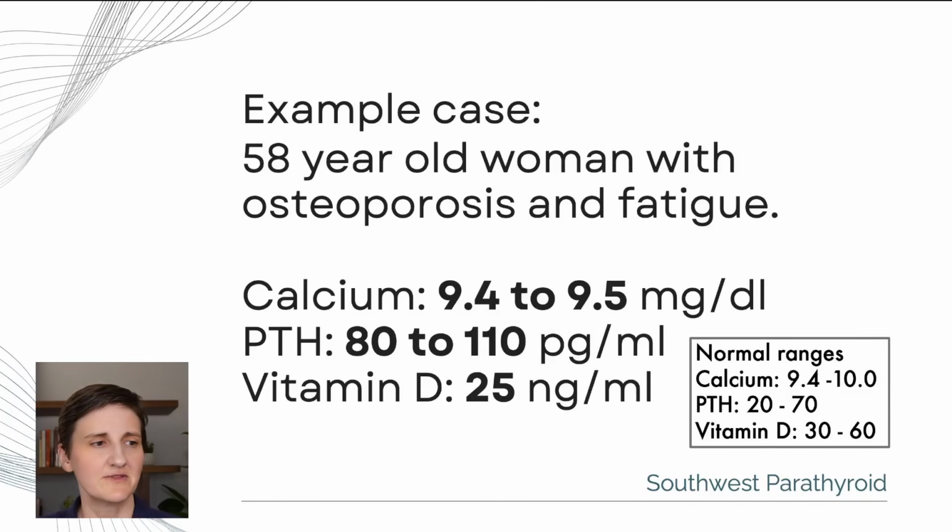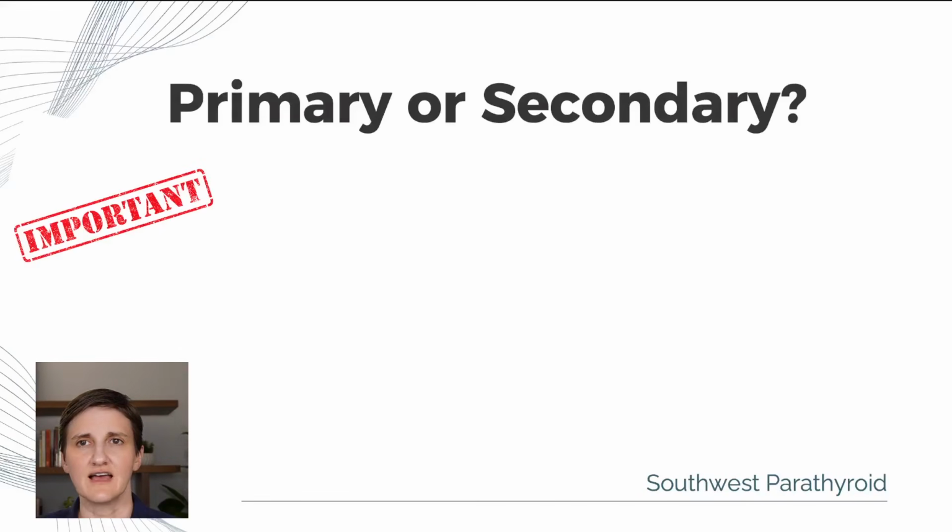Oh, here we go. The normal labs. So 9.4 to 10.0 is normal for calcium, 20 to 70 for PTH. So our PTH is clearly high, and our vitamin D level is a little bit low. So what's going on? Is this normocalcemic primary hyperparathyroidism or secondary? Well, how do we figure this out?